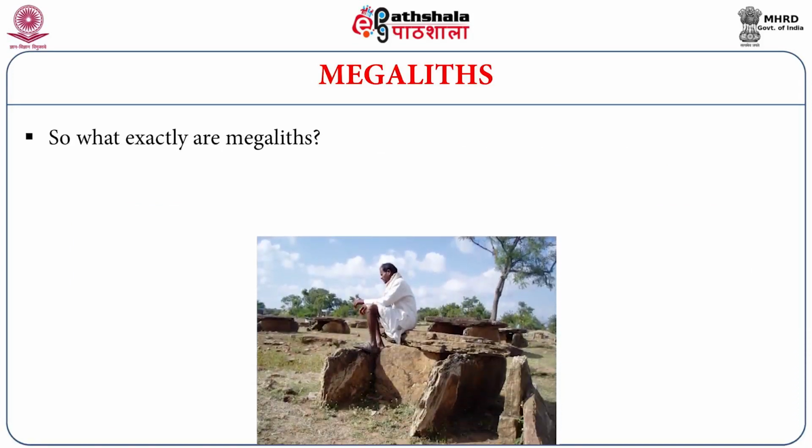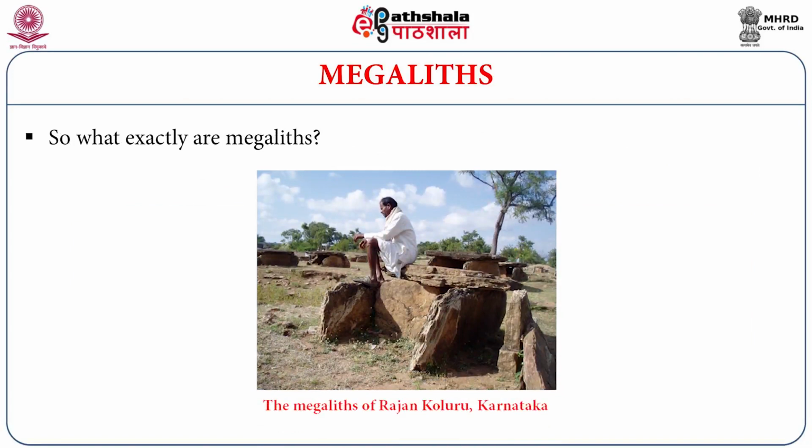So what exactly are megaliths? Megaliths are actually large monuments. They were built of often rude, undressed stones. Sometimes they were made of well-dressed stones. An interesting aspect is that these monuments are found very prominently on the landscape. Sometimes they are located on the hilltop and they look very attractive when you see them from a faraway distance. Obviously, people were erecting these monuments as a kind of symbol on the landscape.